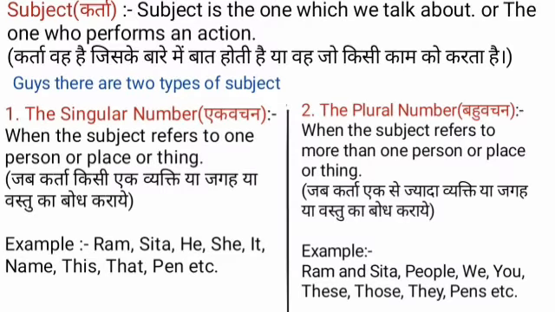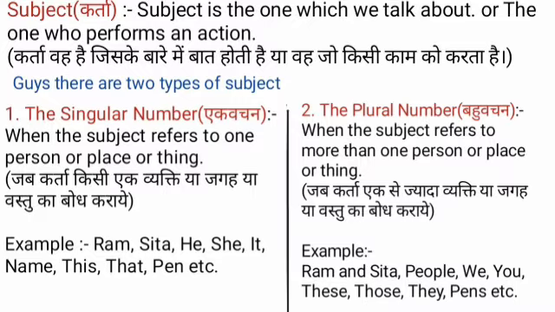Subject is the one which we talk about or the one who performs an action. Guys, there are two types of subjects: the singular number and the plural number. Number 1, the singular number. When the subject refers to one person or place or thing. For example, Ram, Sita, he, she, it, name, this, that, pen.